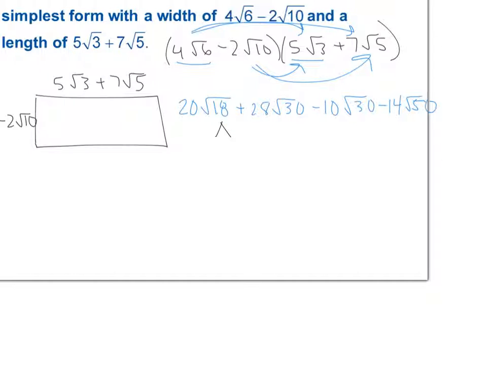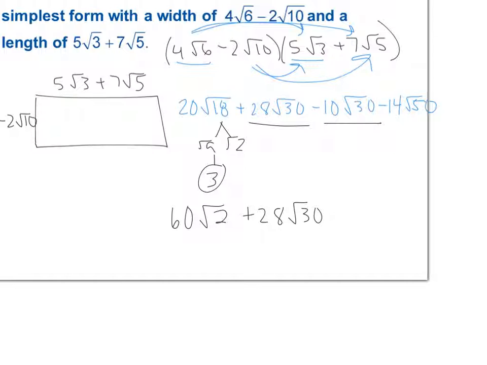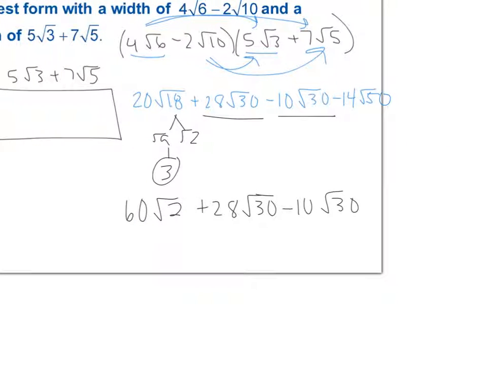Break down 18 into 9 and 2. Out comes a 3, but I already have a 20 out in front. So that turns into 60 square roots of 2. 28 square roots of 30, there is no perfect square that goes into 30, so it actually cannot be broken down anymore. So I'm just going to write that as 28 square roots of 30. And that goes for the same as minus 10 square roots of 30. But hey, I have like radicands with those 30s right there, so that's something good to look at.